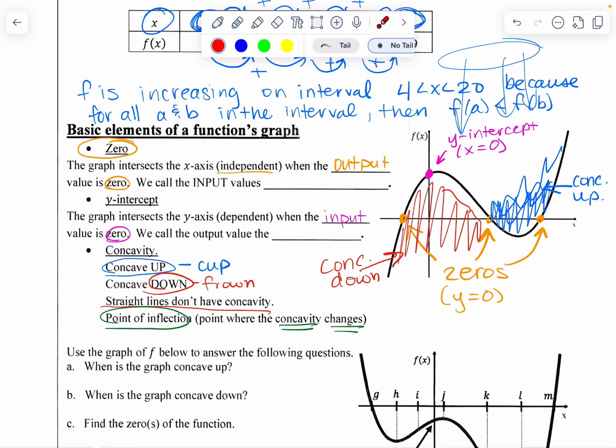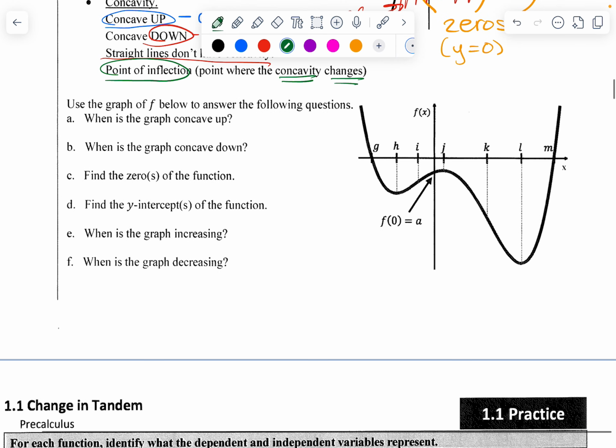So if I'm looking at this, I can see here's concave down, concave down, concave down, concave down, concave down, and whoop, right here is about where it starts to switch to that concave up. So this point right here in green is our point of inflection because it's where it changes from concave up to concave down.